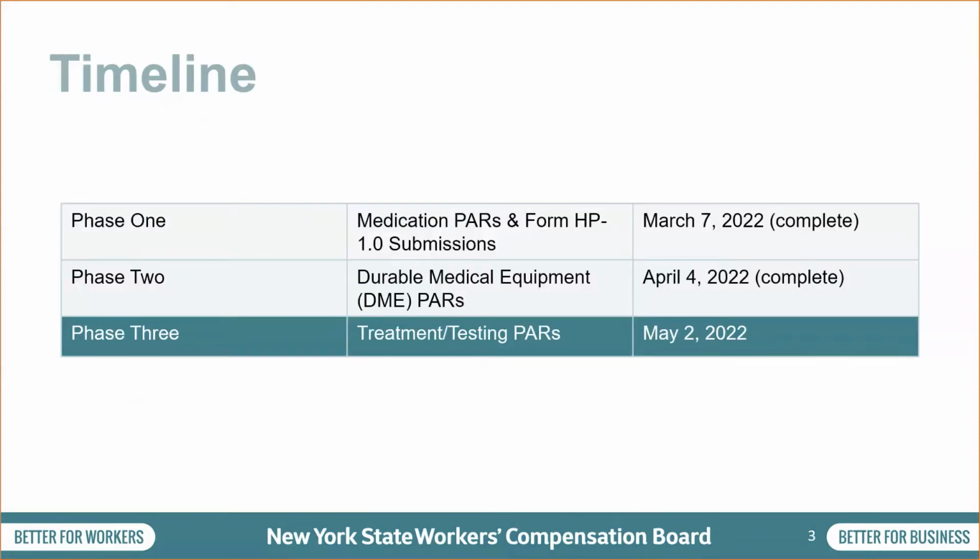OnBoard Limited Release continues its three-phase rollout. The first phase introduced medication PARs and the submission of the request for decision on unpaid medical bills, Form HP 1.0. And the second phase introduced durable medical equipment PARs. There have been thousands of requests navigating the system successfully each day. Lastly, Phase 3 will introduce the remaining PAR submissions for treatment and testing on Monday, May 2nd, 2022.